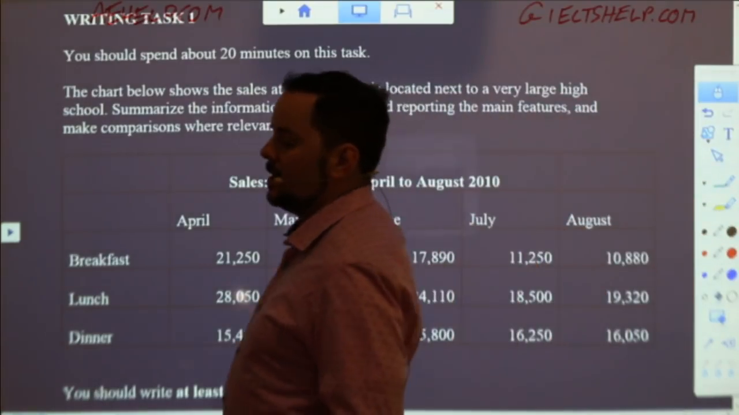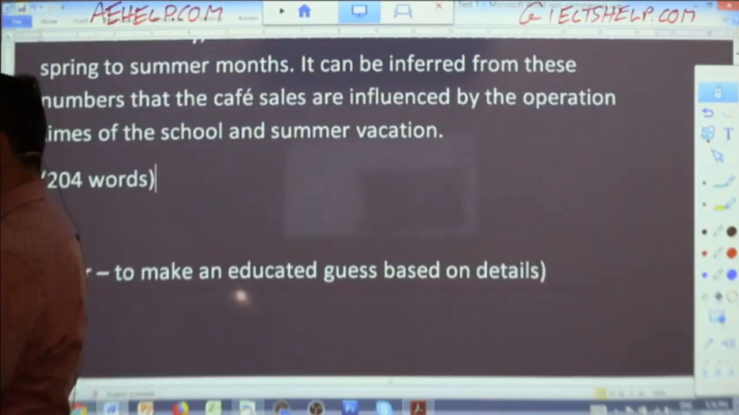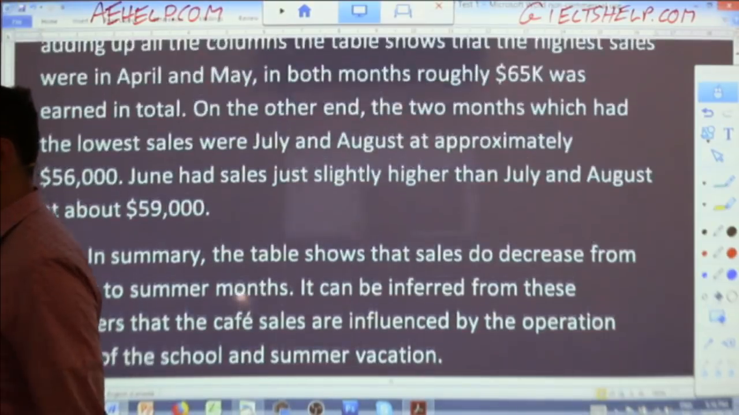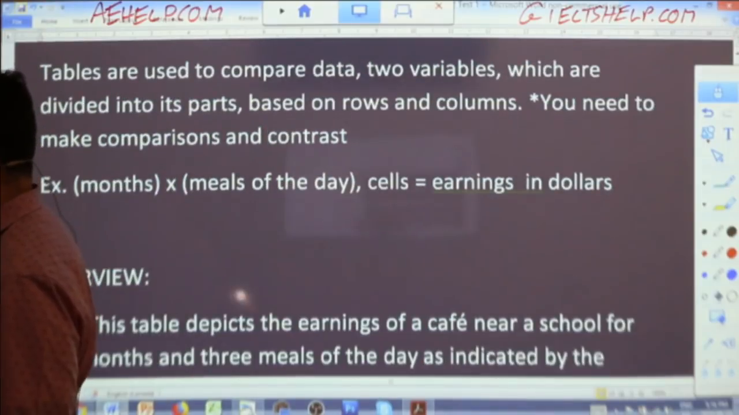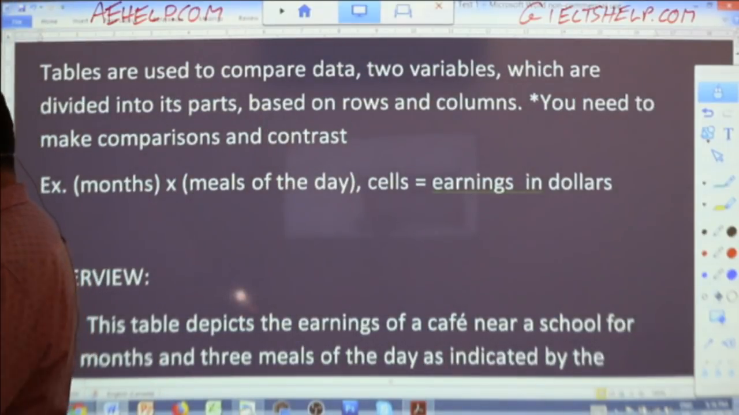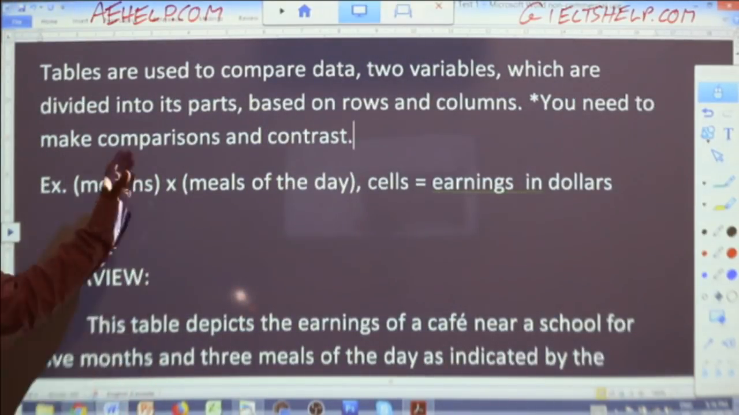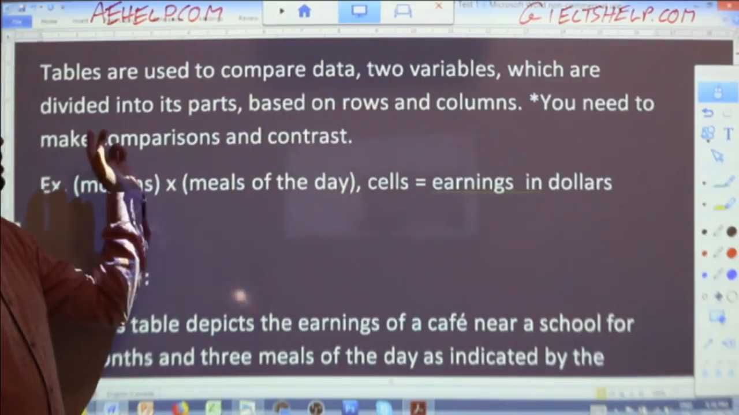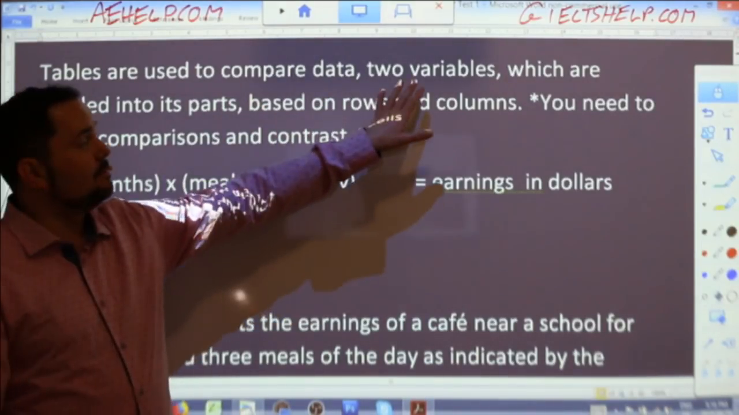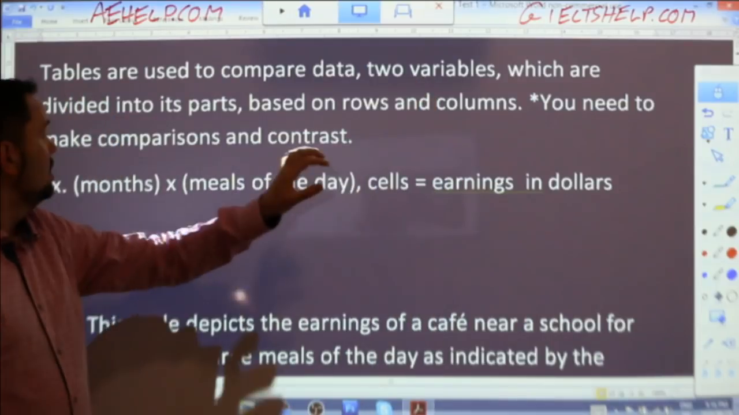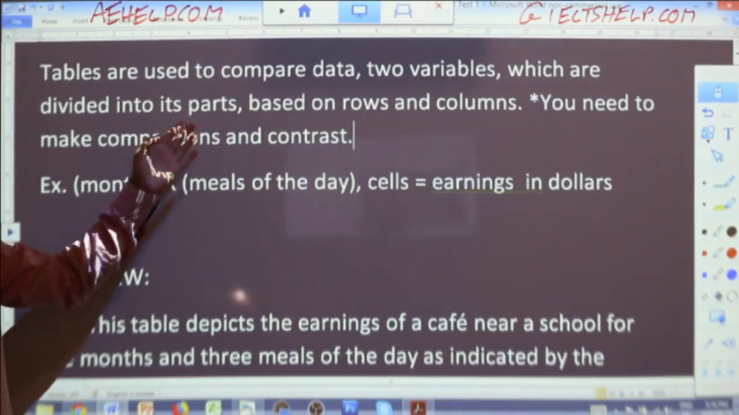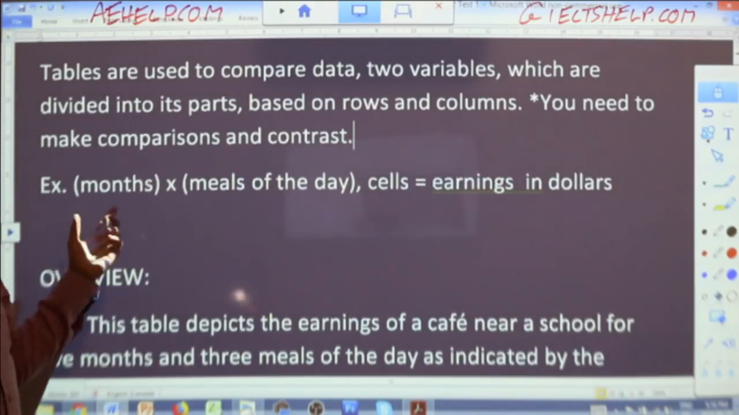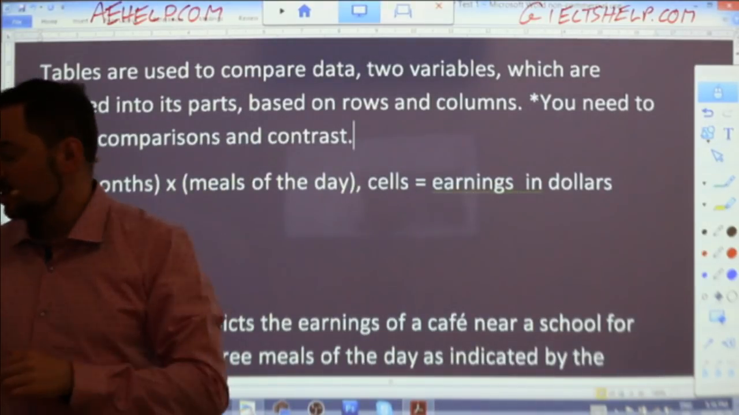All right. So keep that in mind. So that's going to be my last tip for this specific exercise, with tables. Okay, remember what I said here? Tables are used to compare data to variables. Here the two variables are meals of the day and months, which are divided into their parts. They're divided into those 5 months and the 3 meals based on those rows and columns. You need to make comparisons and contrasts.